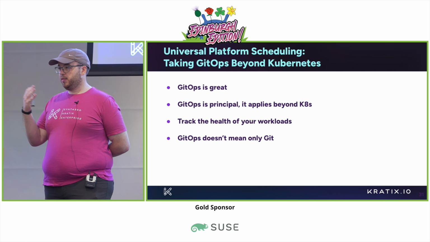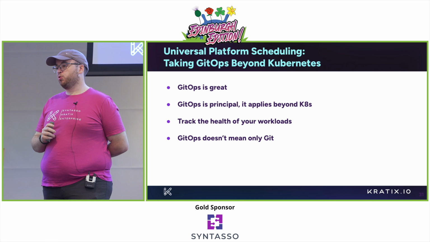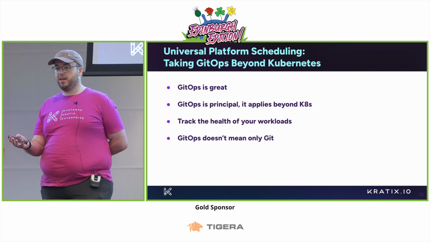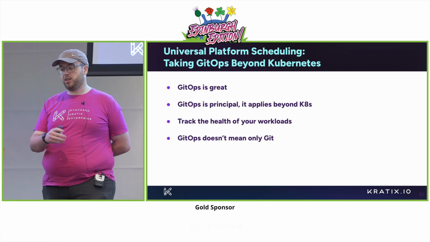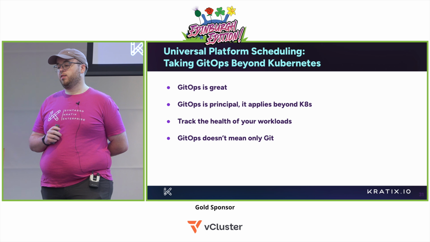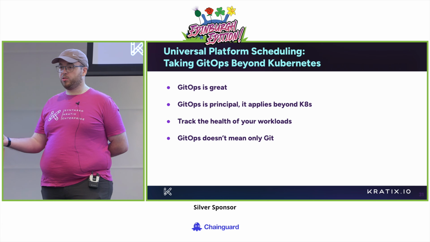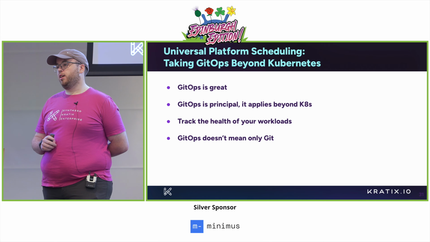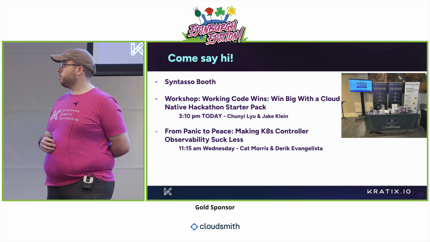So in summary, in this talk, we talked about GitOps and why it's really powerful. We talked about how it's a principle that doesn't just apply to Kubernetes. Any system where you can converge on a declared state in a Git repository, an S3 bucket, or anything like that, is essentially doing GitOps. We talked about the importance of tracking the health of your workloads, particularly once you scale this out beyond Kubernetes. If you're using different systems, you need a way of putting all that information back in. And we talked about how GitOps doesn't just mean Git. So this is it for the talk.